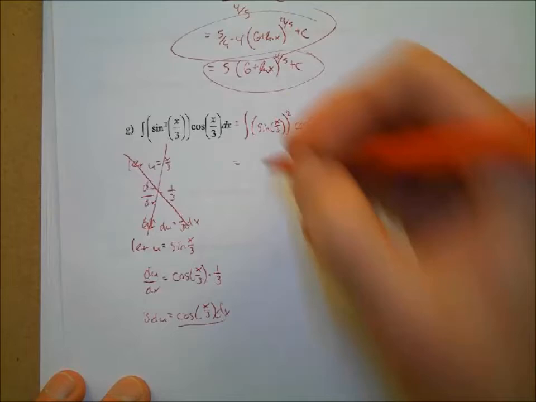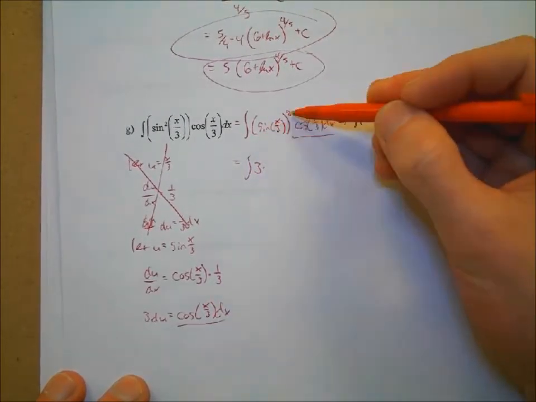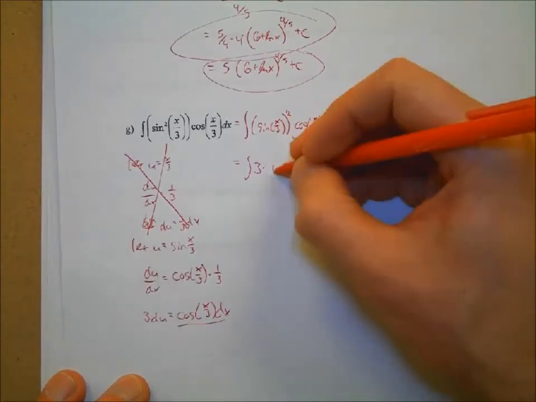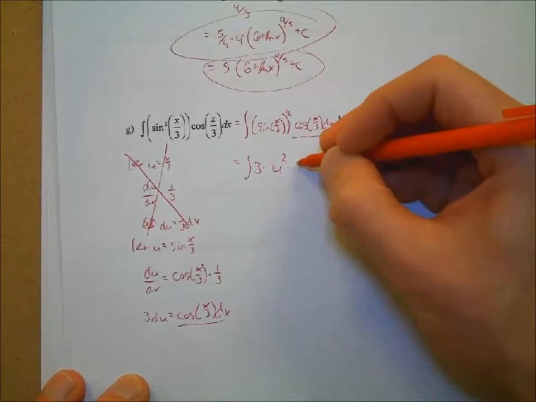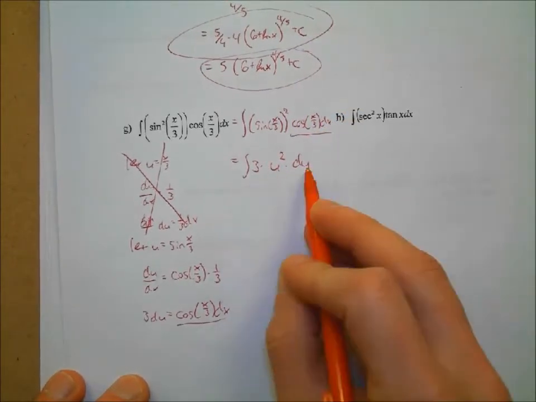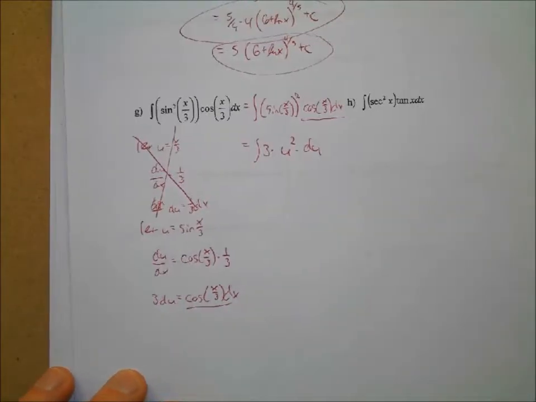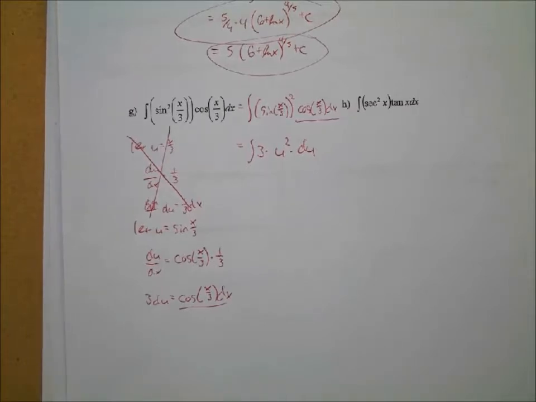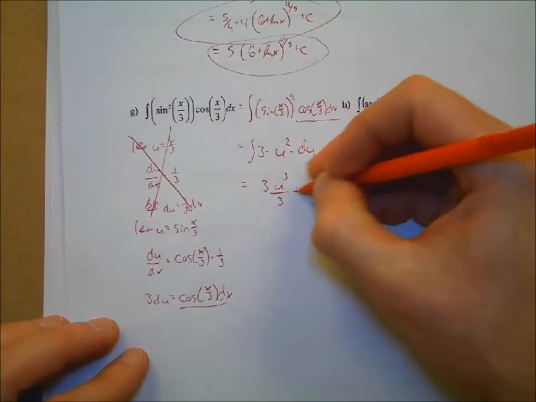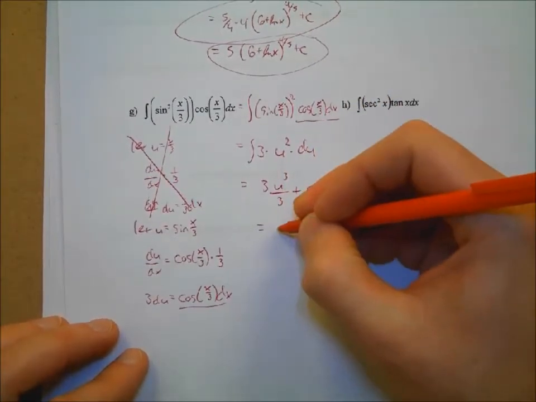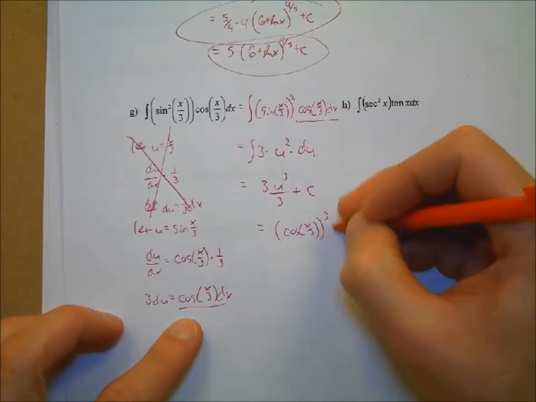And so this will rewrite as the integral of 3 times sine of x over 3 squared, which becomes u squared, times du. I put the 3 du right there. So again, this crazy mess with trigonometry is really ending up as integrating a monomial. So 3u cubed over 3 plus c, which is then cosine of x over 3 cubed plus c.